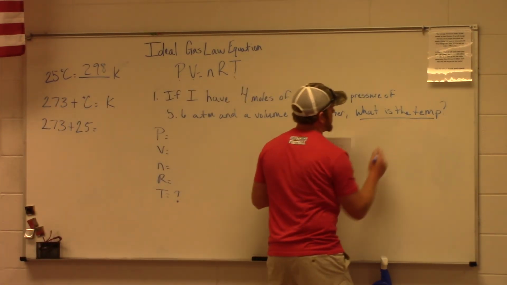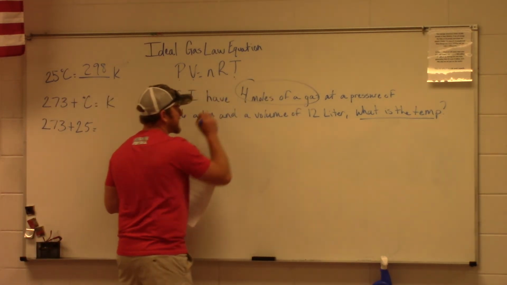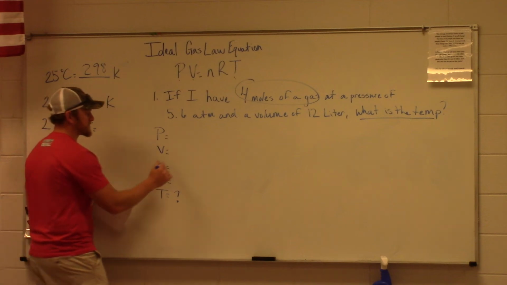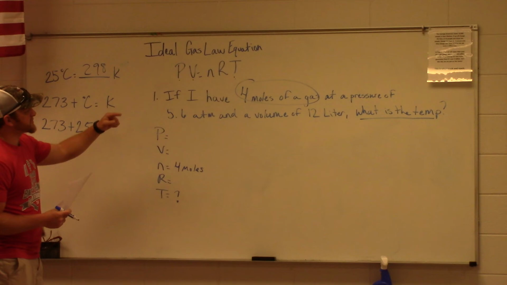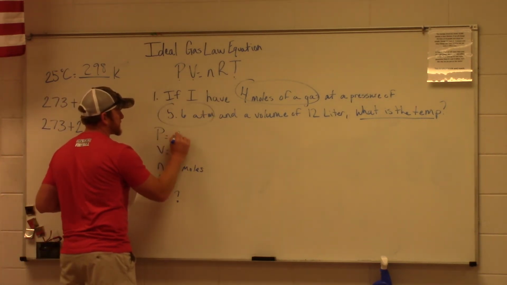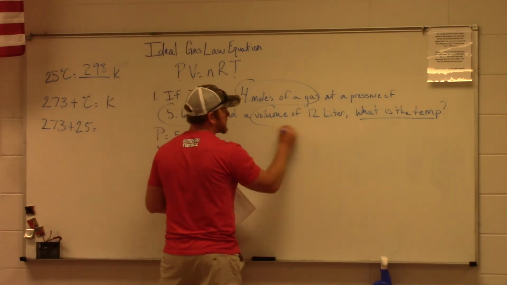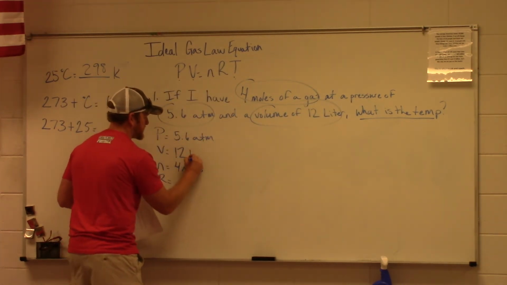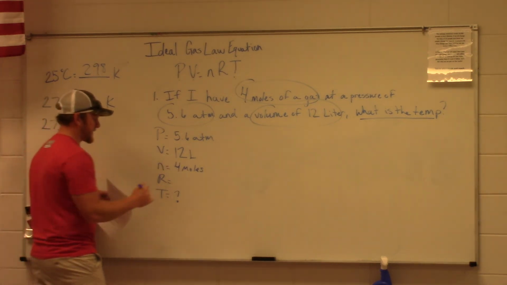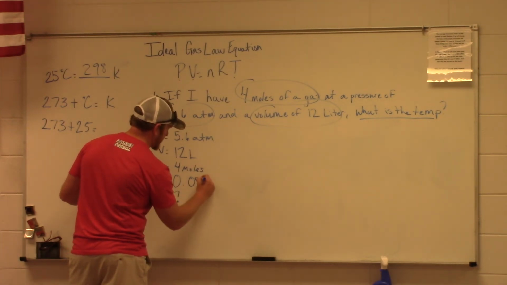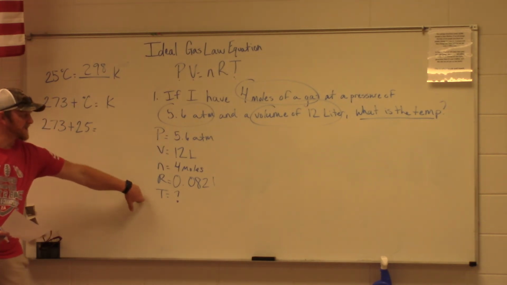We can underline that. Now, if I have 4 moles of a gas, this is given. We said a while ago, n was equal to 4 moles, at a pressure of 5.6 atmospheres. There's our pressure, and a volume of 12 liters. There's our volume. Do we know R? Yes, we do. We said earlier that R is equal to 0.0821, our gas constant because we're dealing with atmospheres. So therefore, we're looking for temperature.